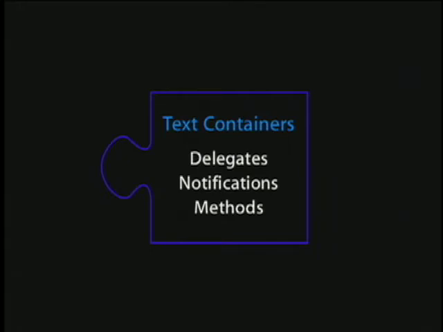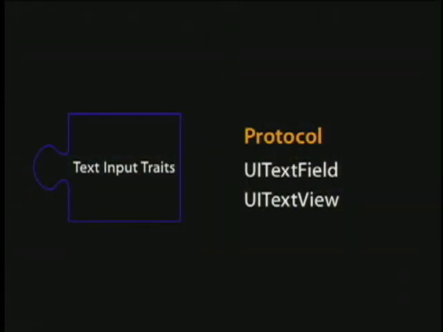We have delegation. We have notifications, for instance, when a return key is pressed. And we have methods and properties on the text views that you can set to change behavior slightly. Now, there's an additional concept that is comprised of these, but is above and beyond them conceptually, which is text input traits. Text input traits is a protocol that's implemented by both UITextField and UITextView. And it's a design time thing.